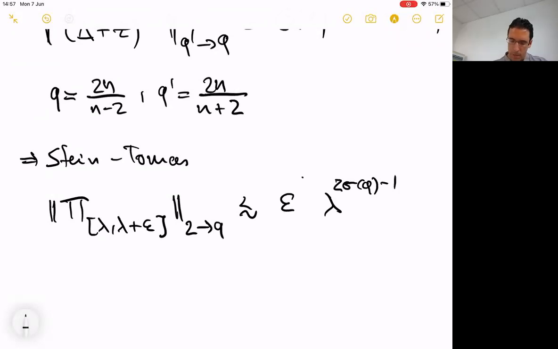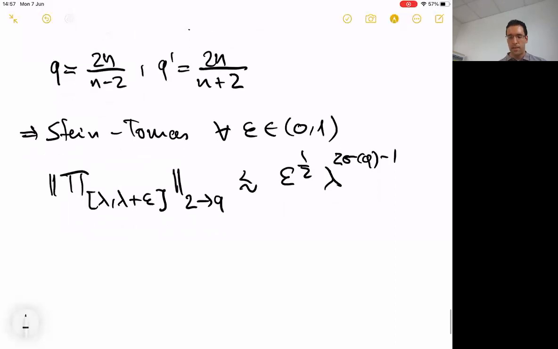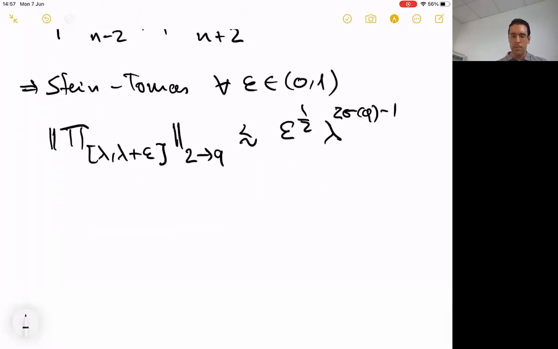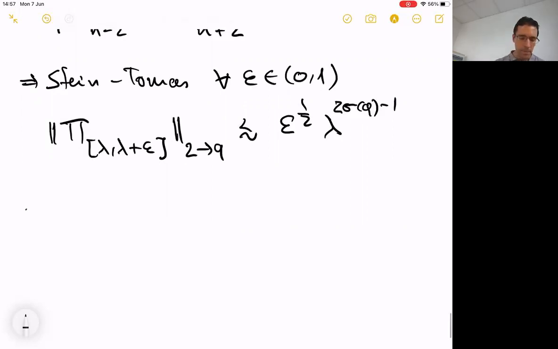And then what we gain is this epsilon, square root of epsilon. And this is true for any epsilon, say, between 0 and 1. Right, and then what the Stein-Tomas theorem says is basically a version where you divide by epsilon to the 1/2, and you send epsilon to 0, and you get a restriction operator, or an extension operator, which restricts the Fourier transform of your function to the unit sphere. Okay, so if you can control this by the right power of epsilon, then you can immediately get the original Stein-Tomas theorem. Okay, so back to compact manifolds.